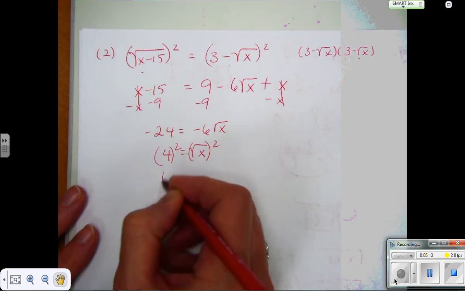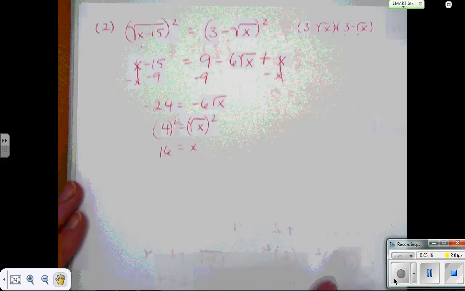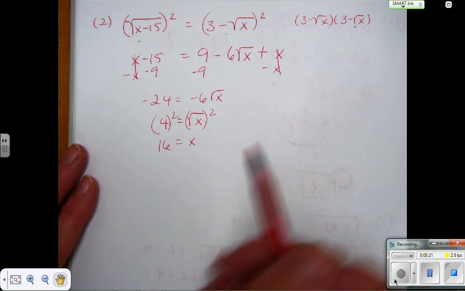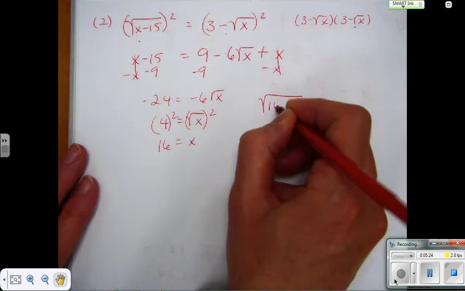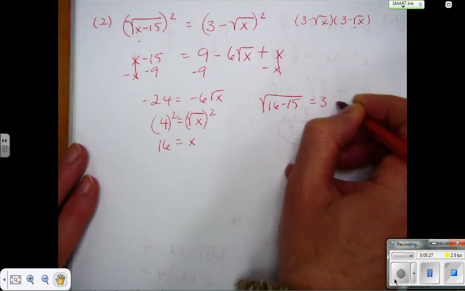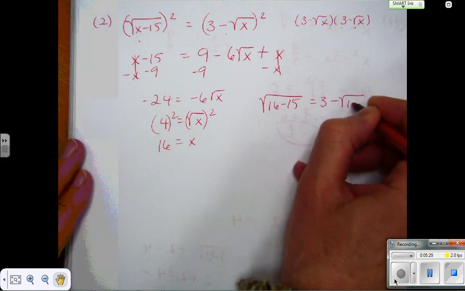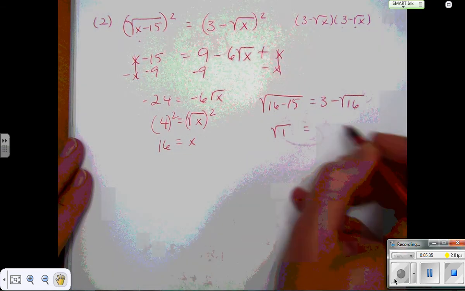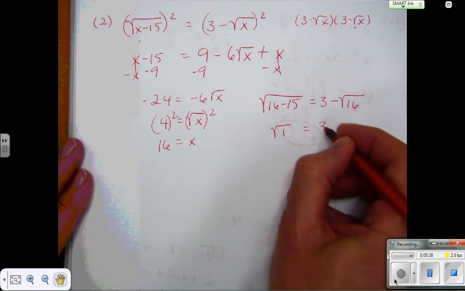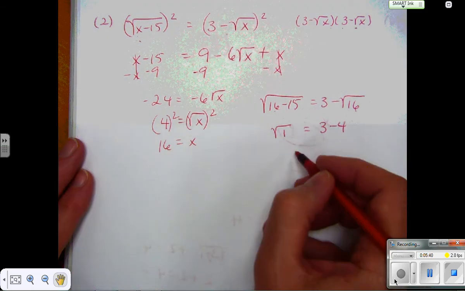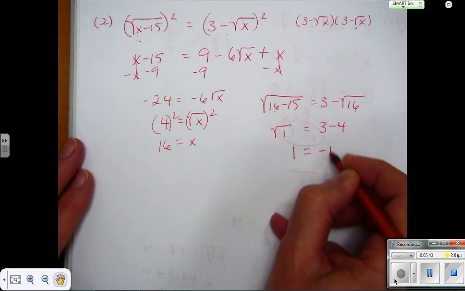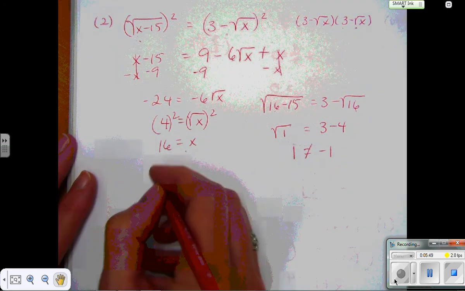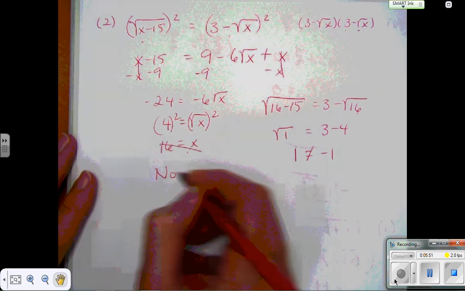And you still need to plug that back in, make sure it's going to work. So I'm going to plug this back into the original equation. The square root of 16 minus 15 equals 3 minus the square root of 16. 16 minus 15 is just 1, so I have the square root of 1 on the left side. Square root of 16 is 4, so I have 3 minus 4 on the right side. 1 equals negative 1. That's not true. So I can't use this answer. It's just going to be no solution. That's an extraneous solution. That's right.